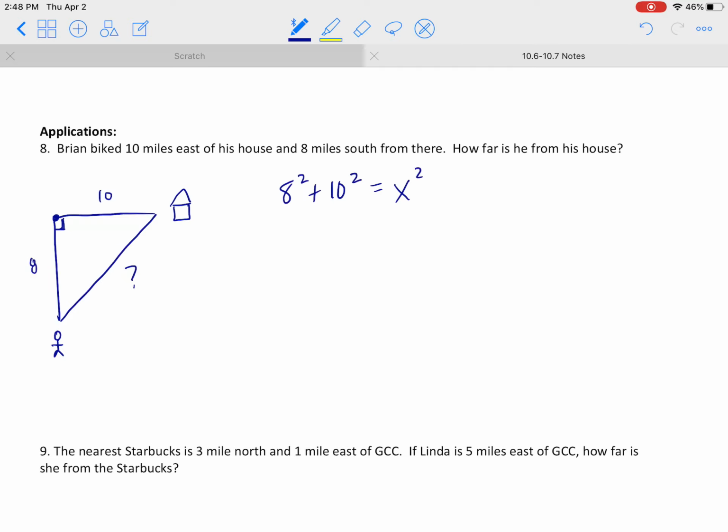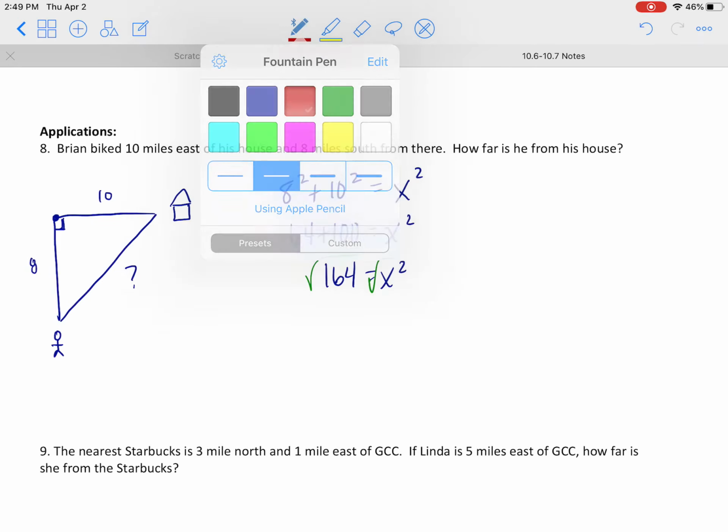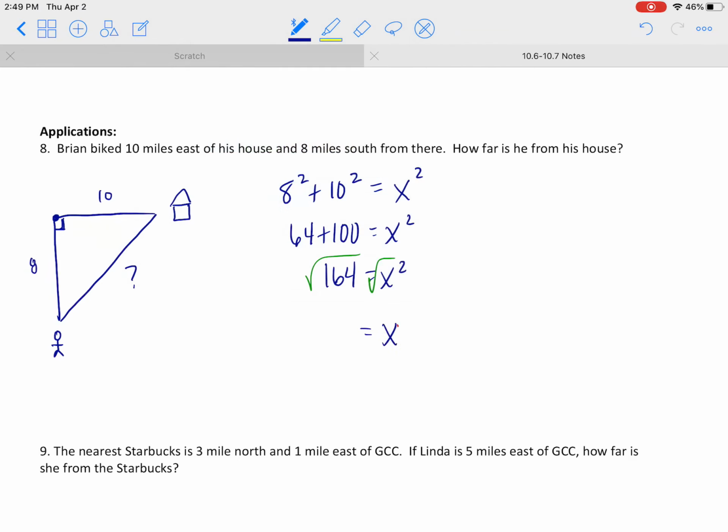And we can absolutely use the Pythagorean theorem to find that distance. So we're looking at 8 squared plus 10 squared equal to, let's call the missing distance x squared. 8 squared is 64. 10 squared is 100. 164 when we add. And now we're going to take the square root of both sides. And there is no exact square root of 164.